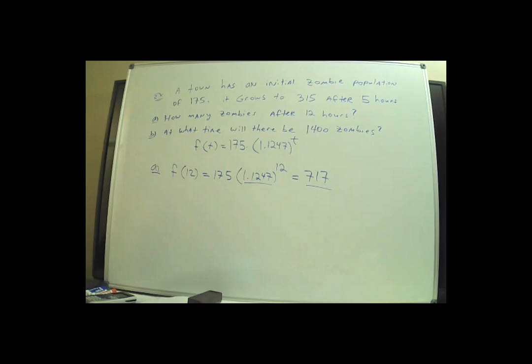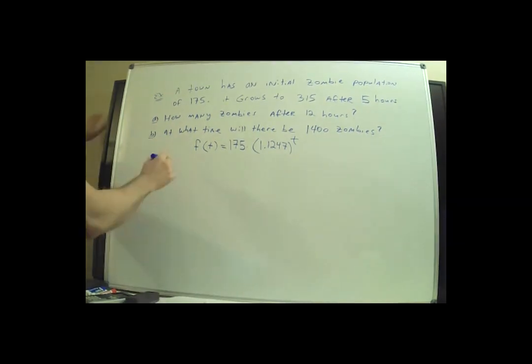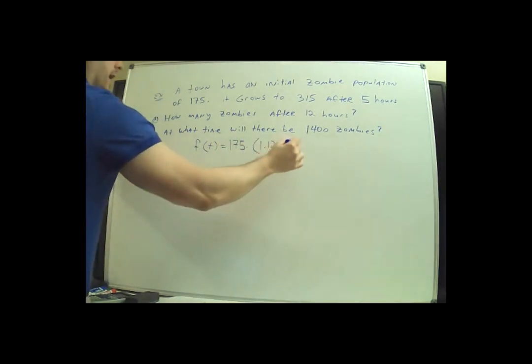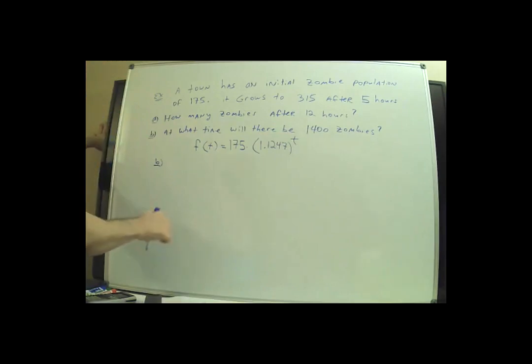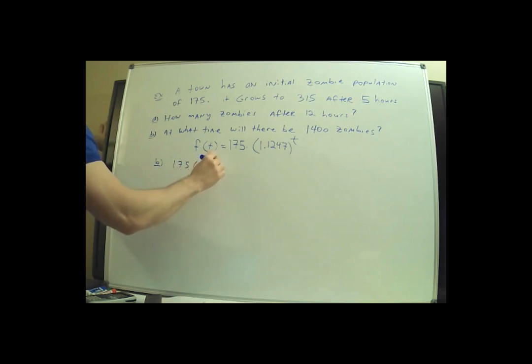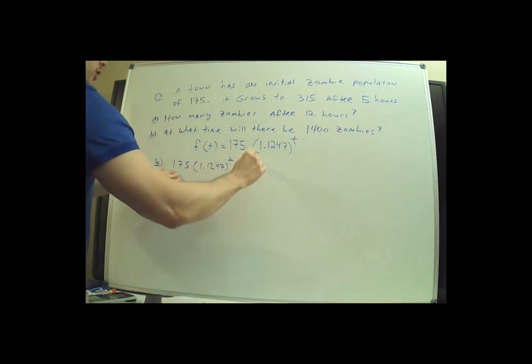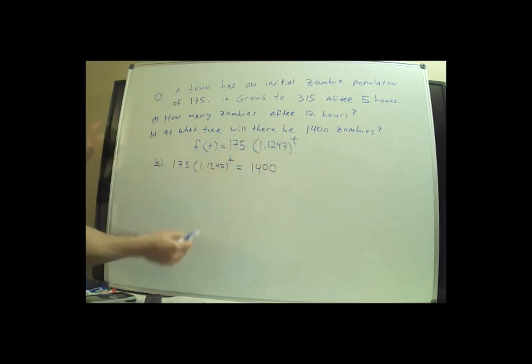Okay, now I'm going to do the next one. So I erased A, and we're going to do B. So at what time T will there be 1400? I made this straight mark by accident. So basically just set this equal to 1400 and solve for T. So take your original function, set it equal to 1400. I did this in the class notes, I'll show you after. And then solve for T.